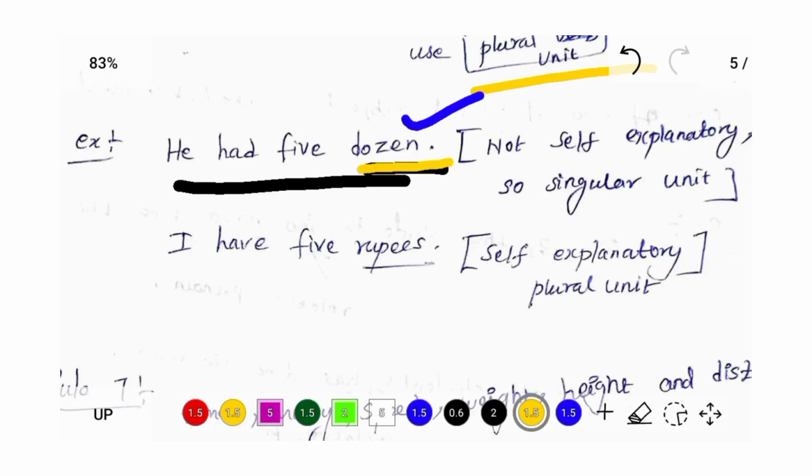I have 5 rupees. It is a self-explanatory sentence. I am saying I have 5 rupee coins, 5 rupees, some amount. It is about myself. So it is a self-explanatory sentence. For self-explanatory we use a plural unit.